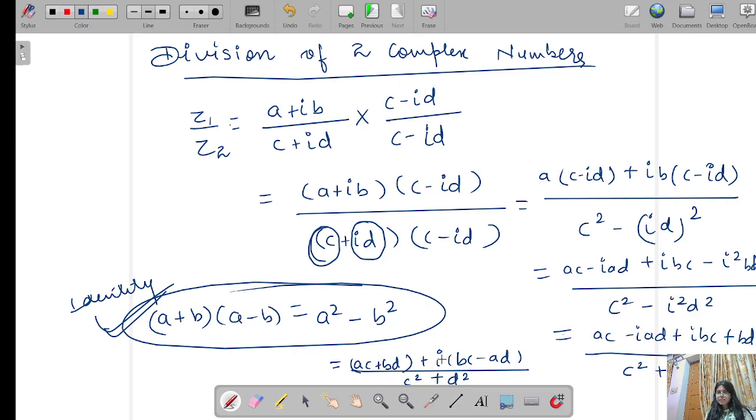Is this okay? Now, I have come through this. I can also write the real part of this as this. Let's suppose I am going to write it on the next page.